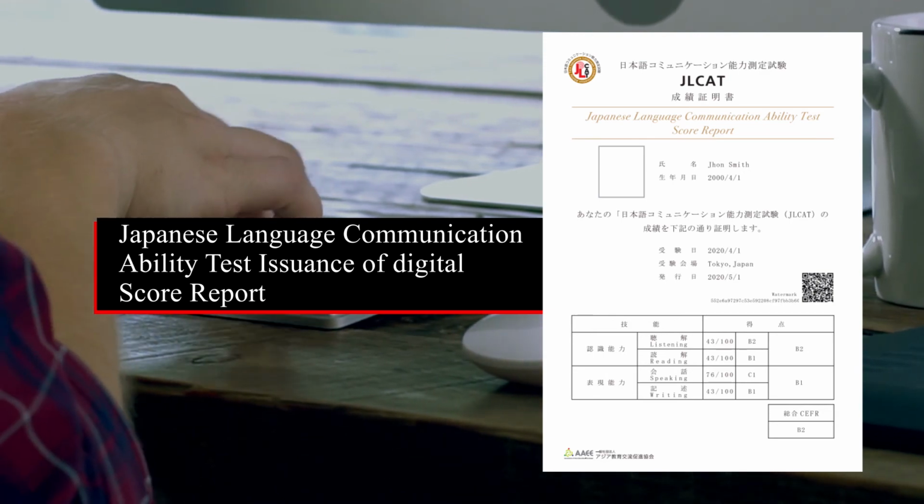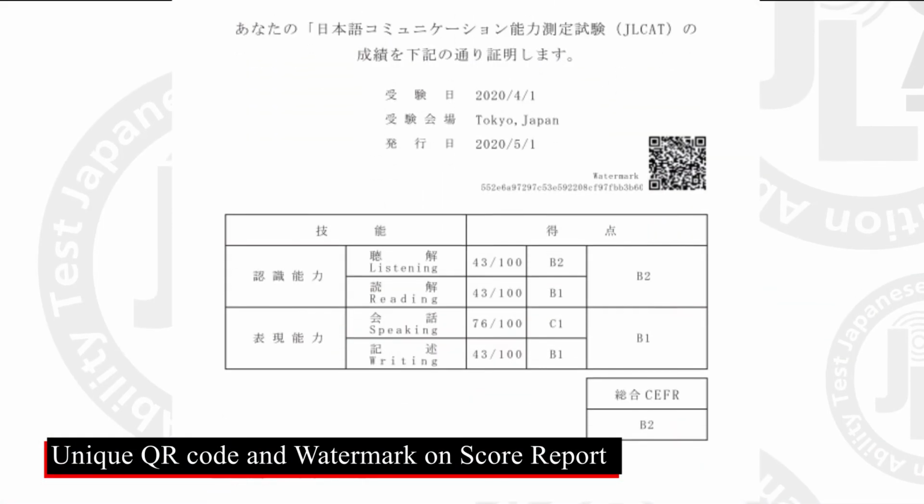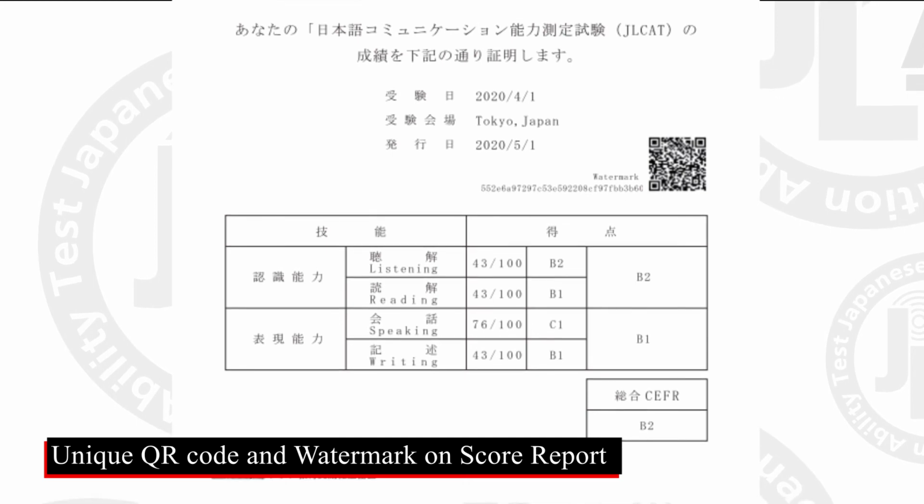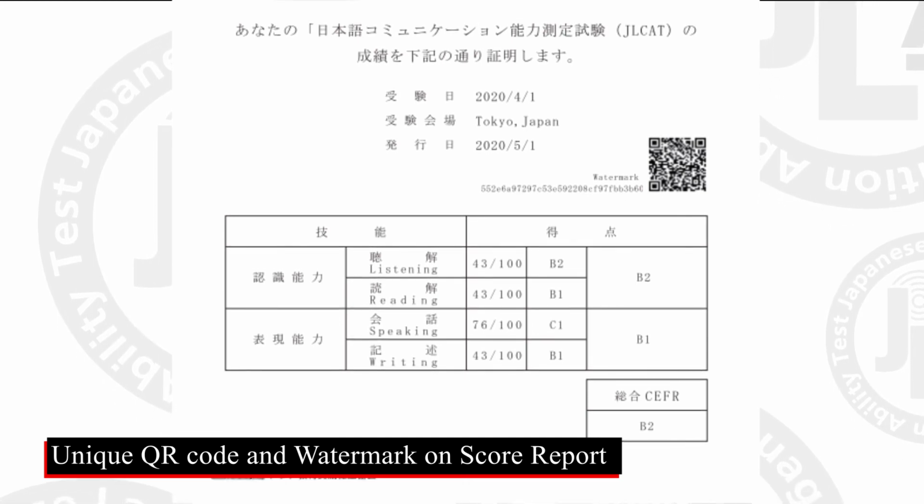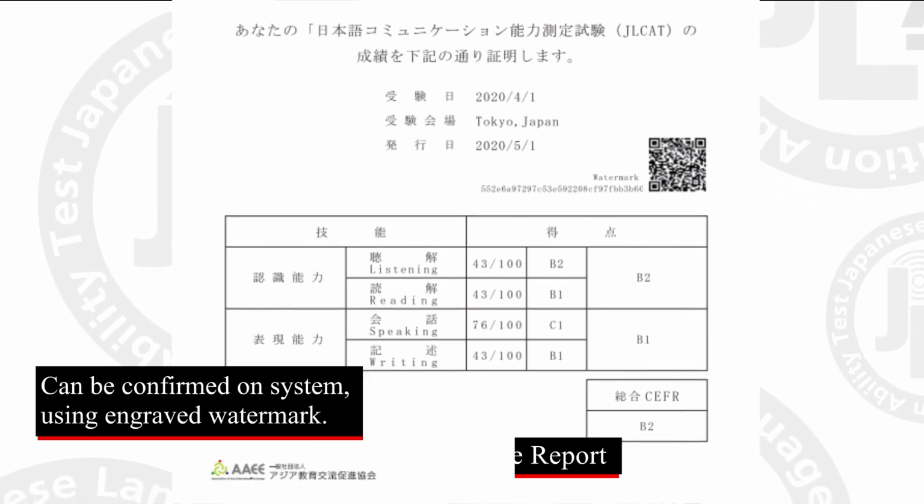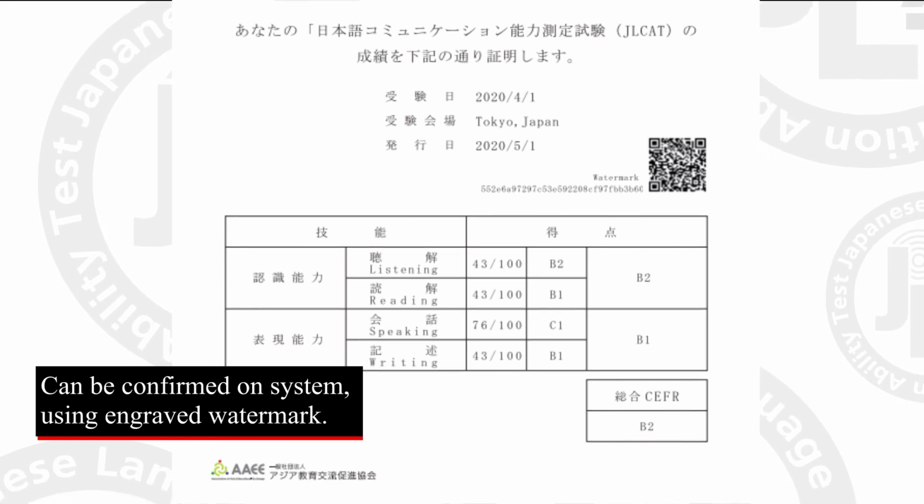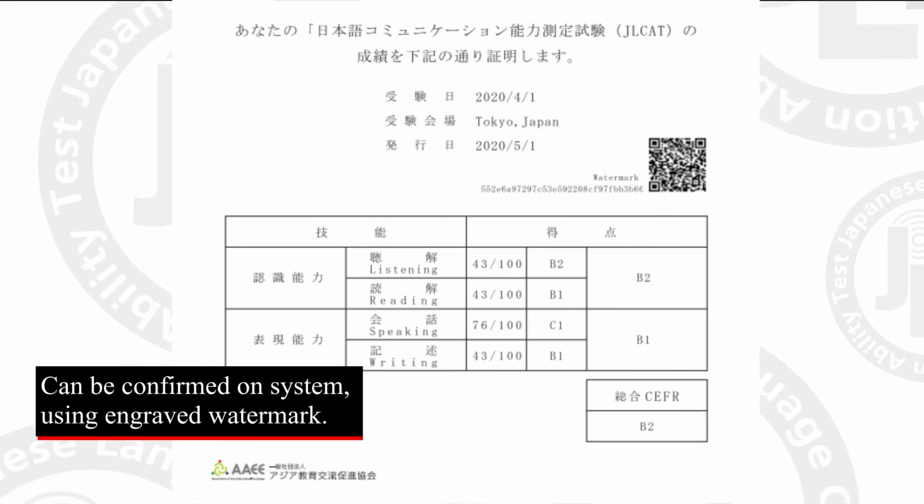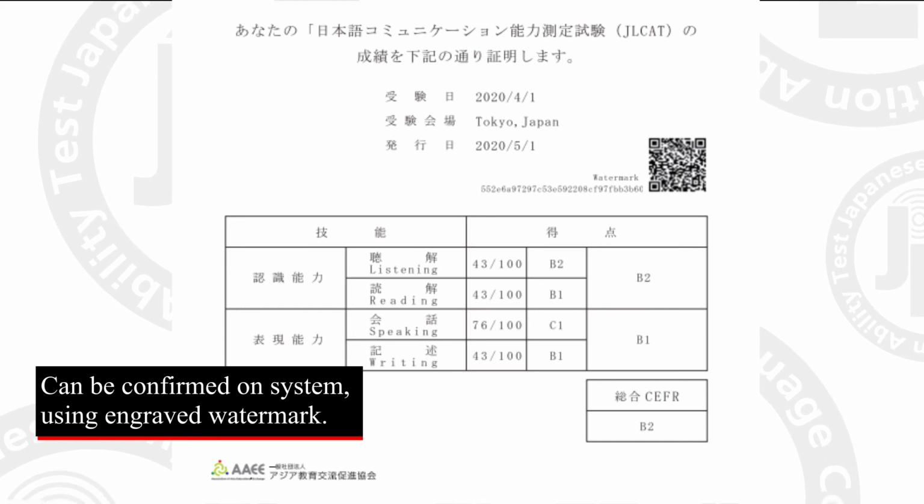About a month after taking JLCAT, scores will be uploaded to My Page and the notification will be sent to registered email addresses at the same time. The uploaded scores can be downloaded from My Page, printed out, and used as qualifications of Japanese language ability.